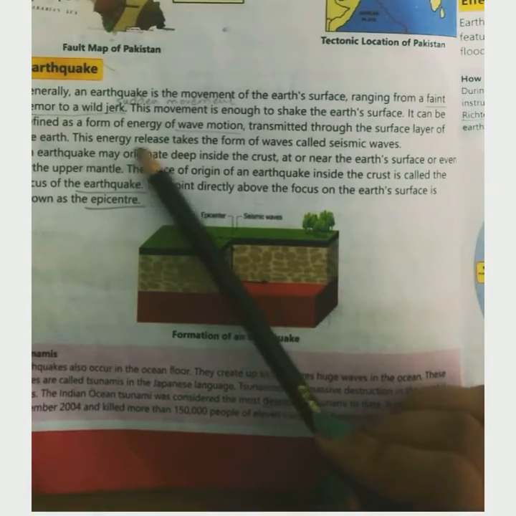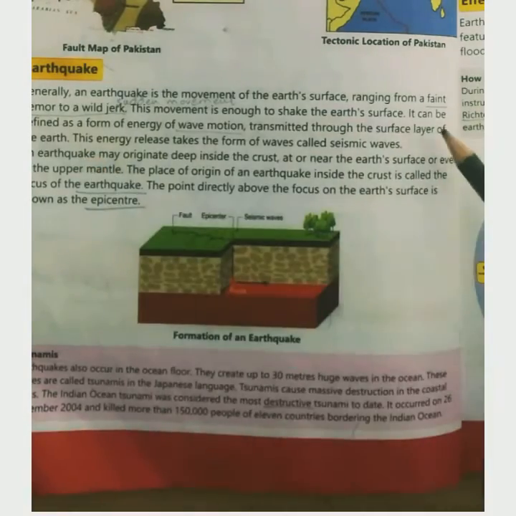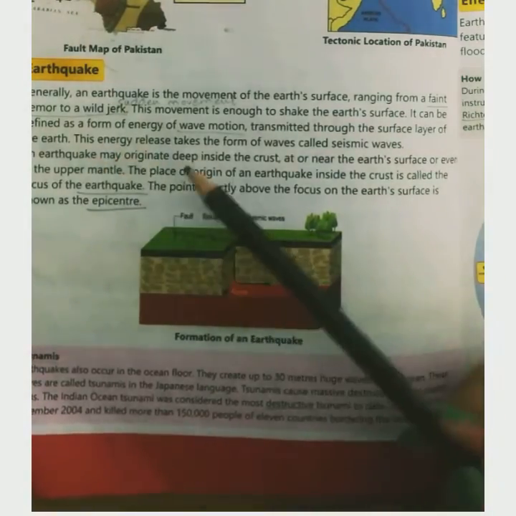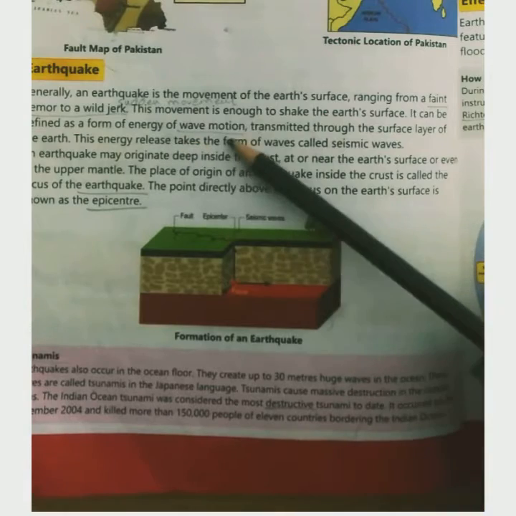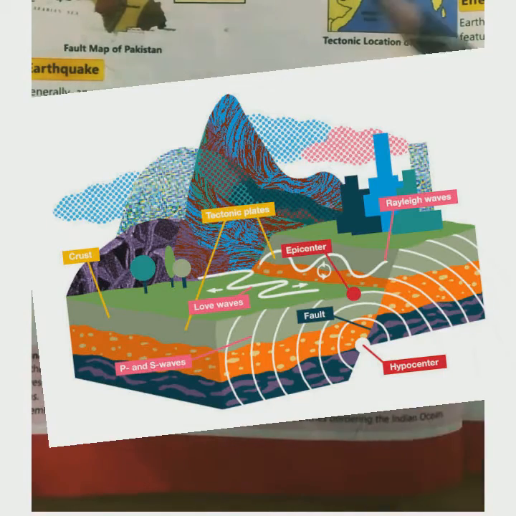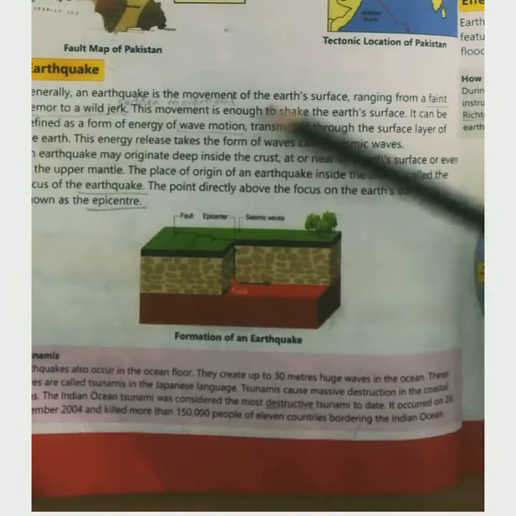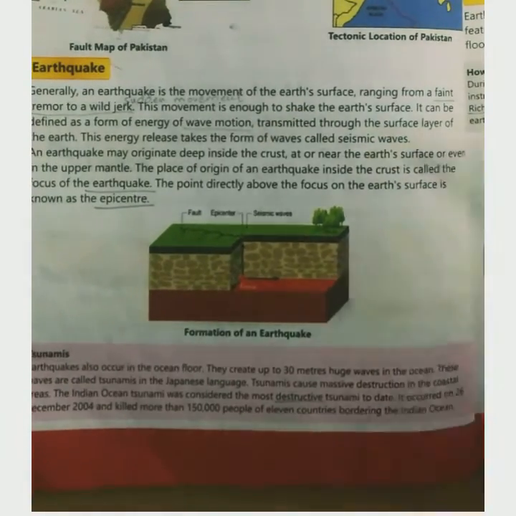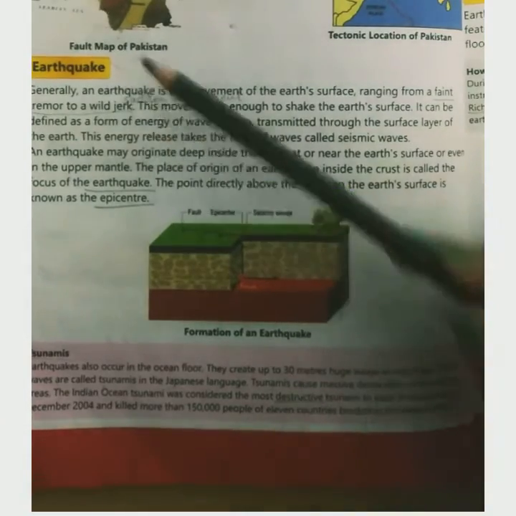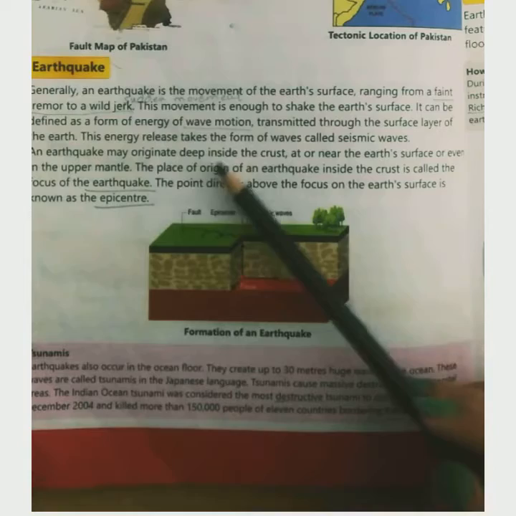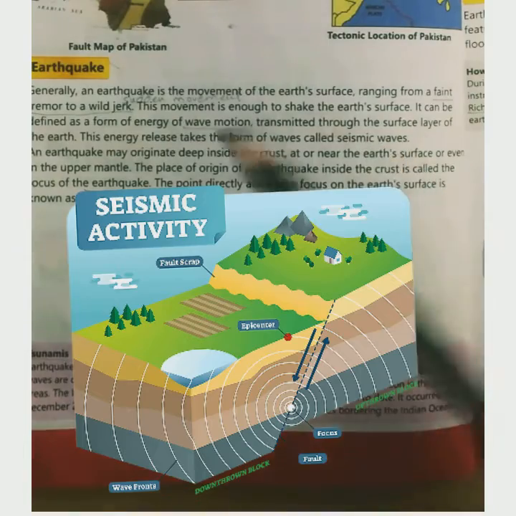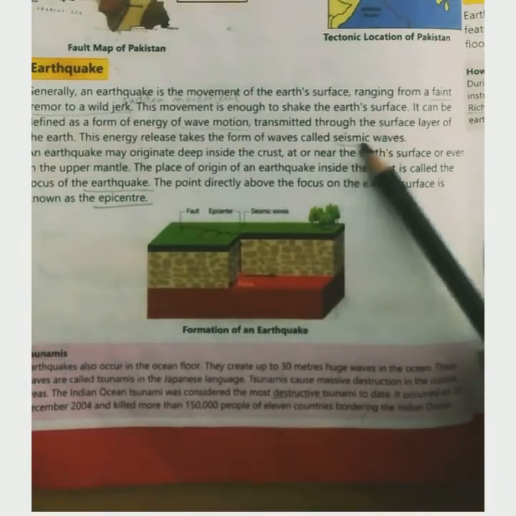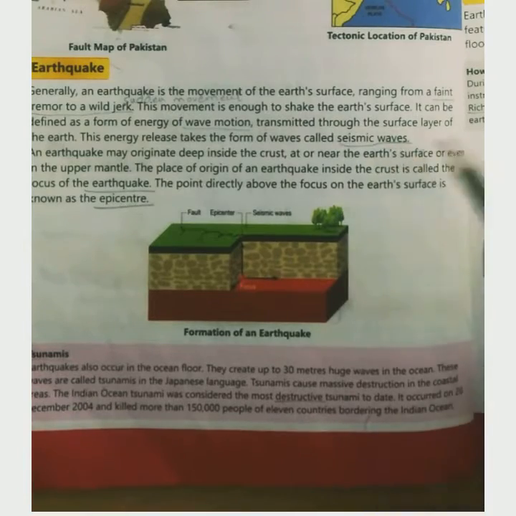It can be defined as the form of energy of wave motion transmitted through the surface layer of the earth. We say that earthquake happens because of the transmission of the energy of wave motion through the surface of the earth. From where does this energy come and all of these things, we will discuss later in a while. Okay, so this energy that is causing the earth to shake takes the form of waves called seismic waves. So we say that the cause of the earthquake is seismic waves, and you're going to underline it, highlight it.